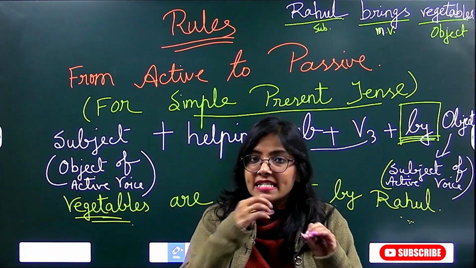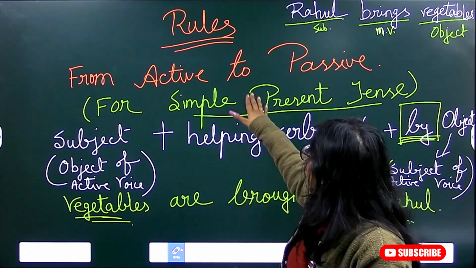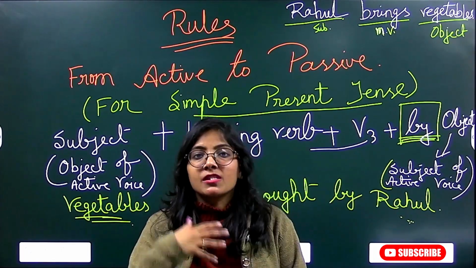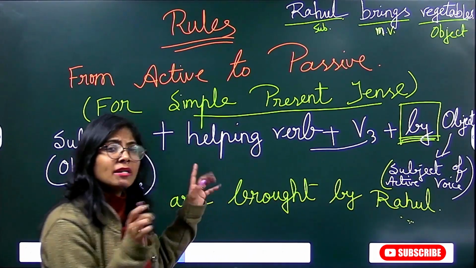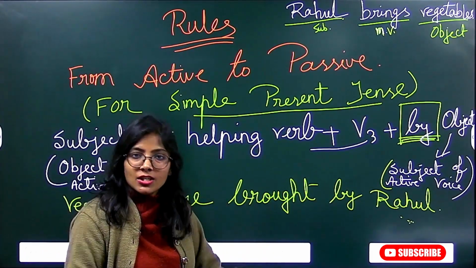It's a very easy way, but this rule you have to remember is only applicable for simple present tense. Now comes present continuous tense, present perfect tense. For them also we have got rules. It is almost same, just a little bit of difference is there. Otherwise it's still just the same.